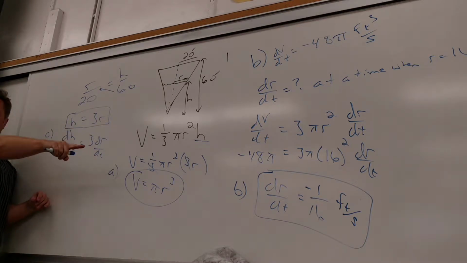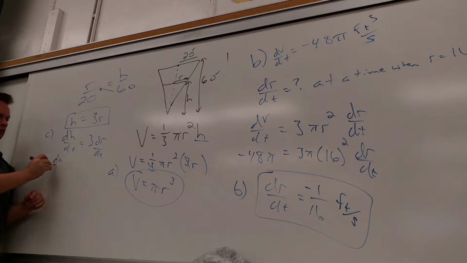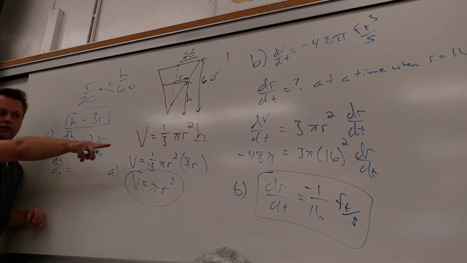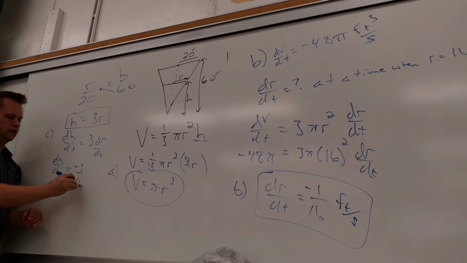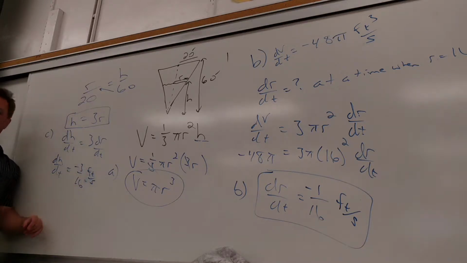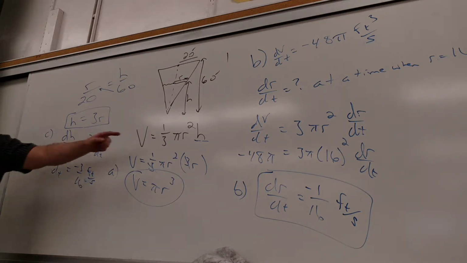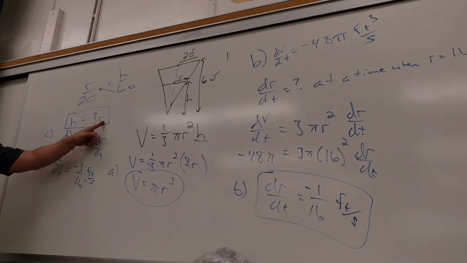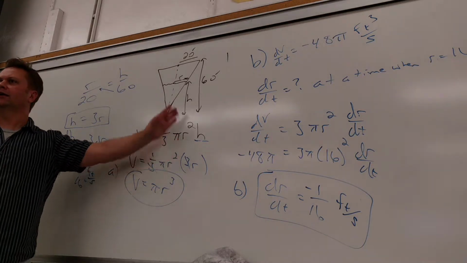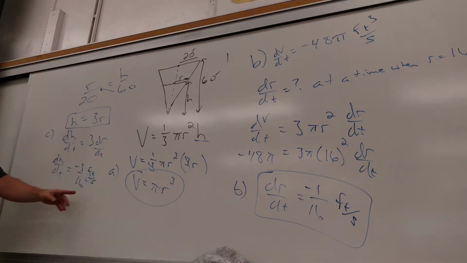Don't I know dr/dt? We just did it. So what's dH/dt? 3 times that. So negative 3/16 feet per second. You could go back, solve for R, plug H over 3 in here, do the whole thing again, and finally get there. It'll work. It has to work. But why would I?